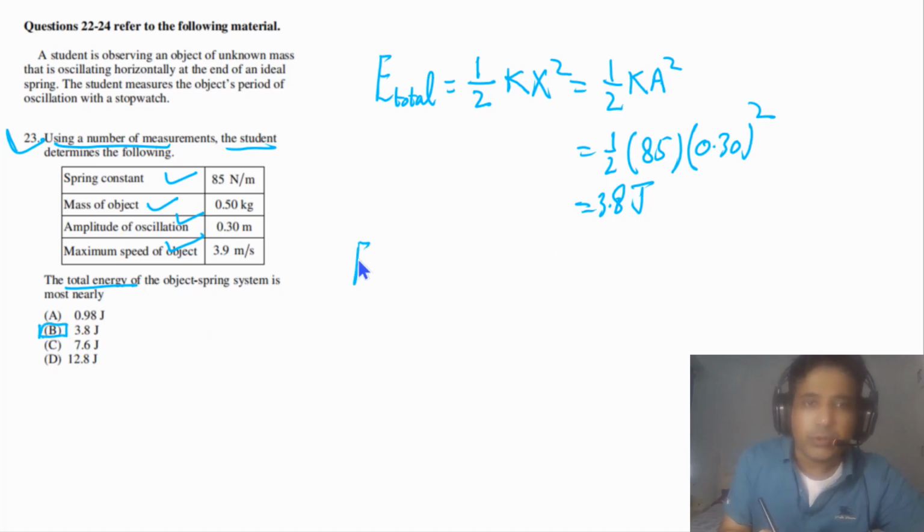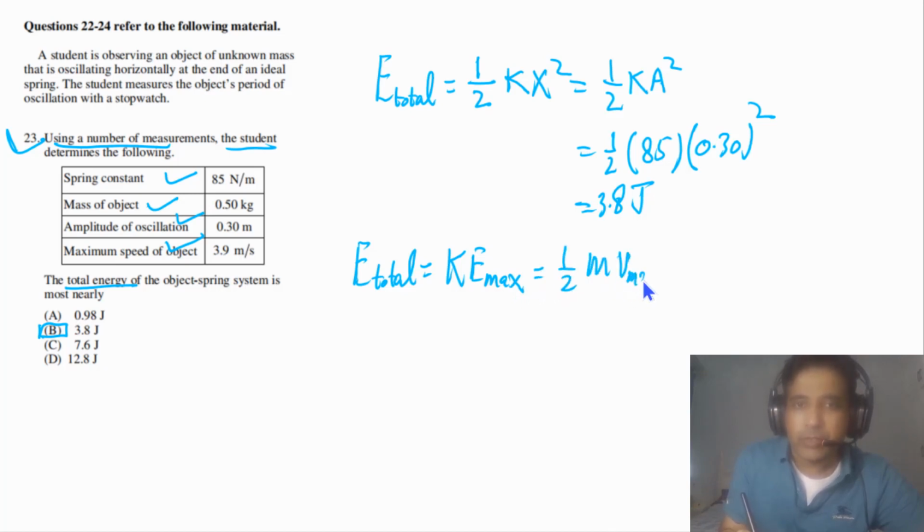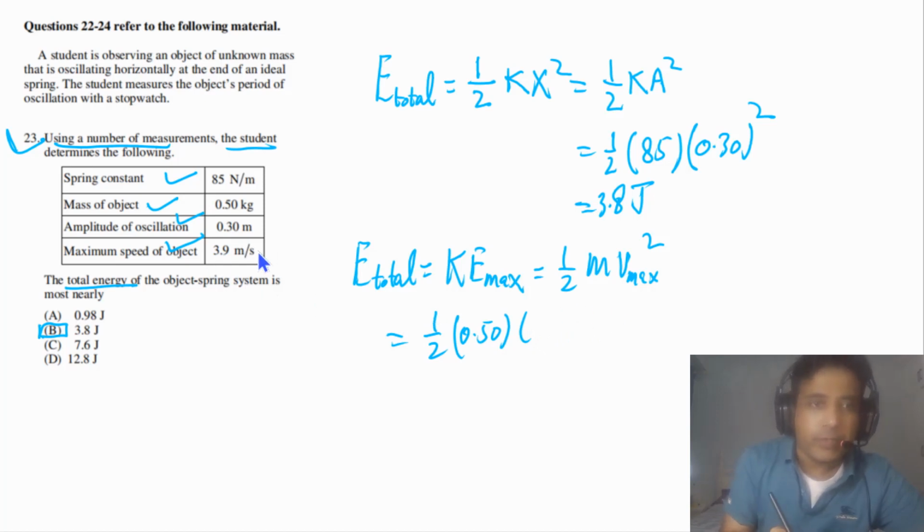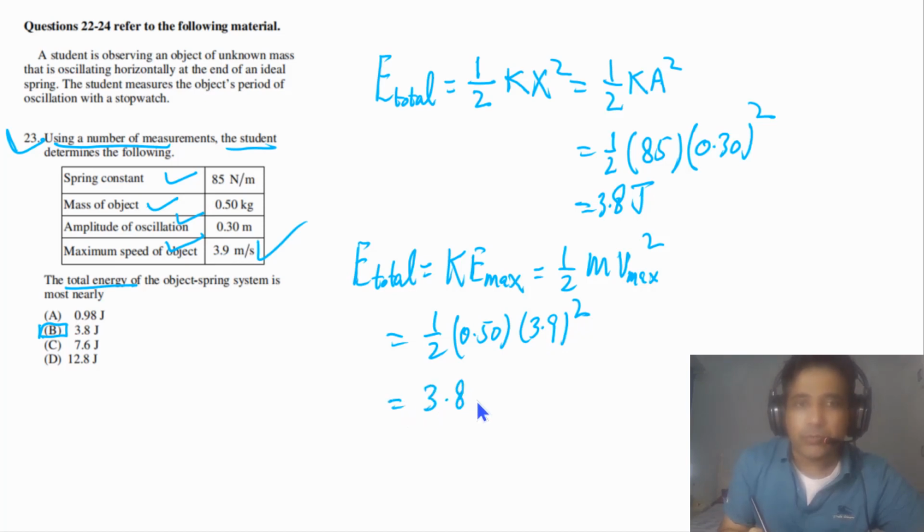But you can also calculate the total energy of the system when it is at equilibrium. Then the total energy will be equal to KE max, and we can calculate it simply by 1/2 mv max squared. So in this case we have a mass attached to the spring, and the value of mass is given, that is 0.50, and we have v max, that is 3.9. So we have 3.9 squared. If we solve this one, we will also get about 3.8 joules. So this is the answer.